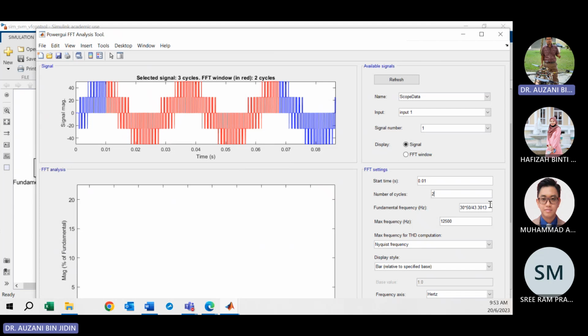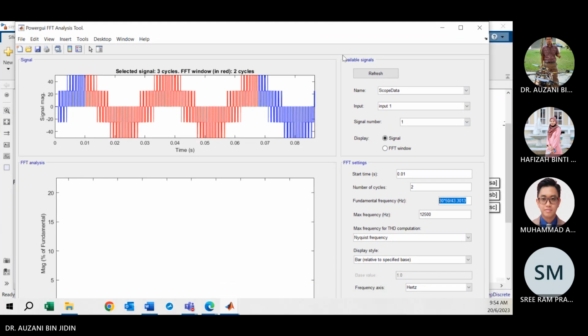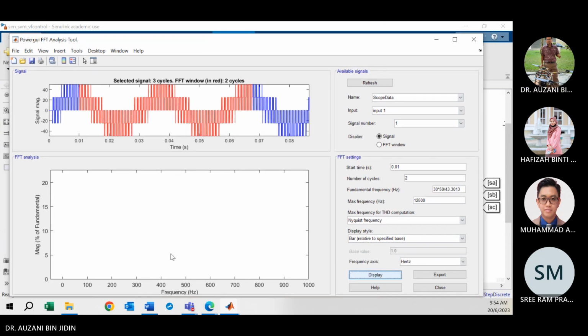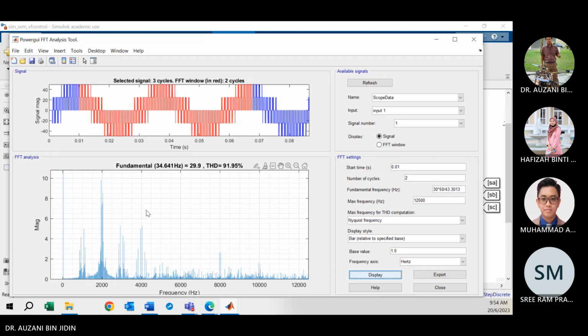Okay, then the second is what? Set the fundamental frequency in the power GUI FFT window. So this is the fundamental frequency: you multiply the fundamental voltage and the ratio, then you get the fundamental frequency. Okay, then after you set appropriately, you can click the display button to plot the FFT. Okay, you get this result, then you compare with the experiment result. Does it match or not? Okay, so this is for the case of high speed.